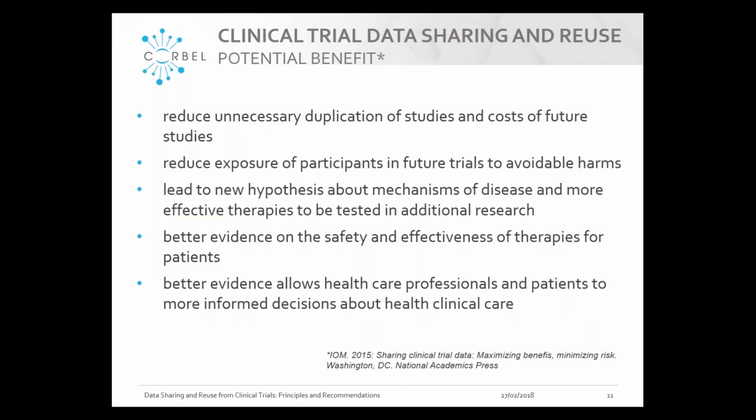There is tremendous potential in data sharing and reuse from clinical trials. Unnecessary duplication of studies can be avoided and the exposure of participants in future trials reduced. Evidence on the safety and effectiveness of therapies for patients can be improved, and new hypotheses about mechanisms of disease and therapies can be derived from secondary analysis. Last but not least, for healthcare professionals and patients, better evidence is available to make more informed decisions about healthcare.